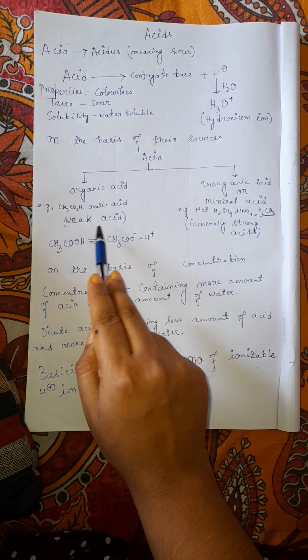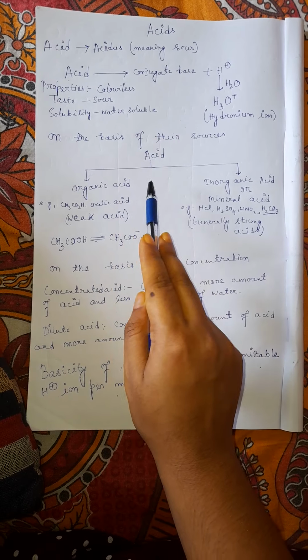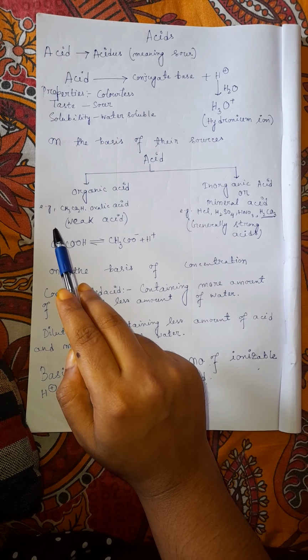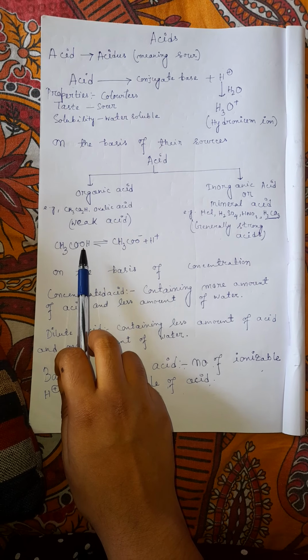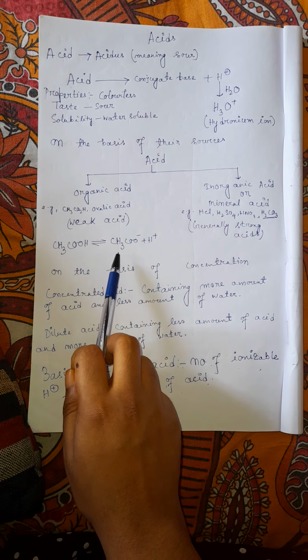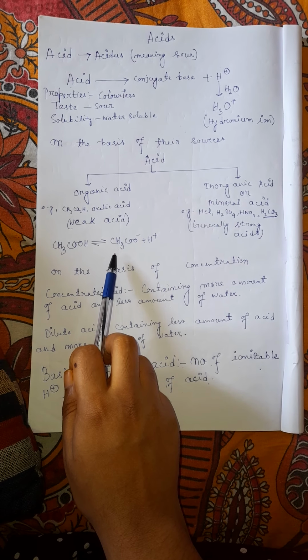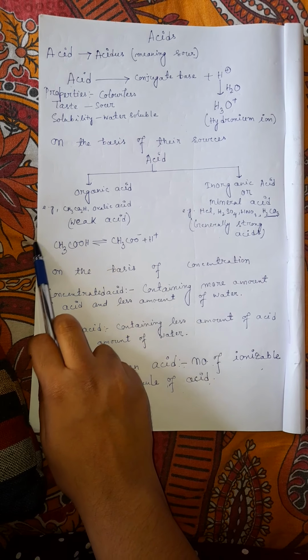Organic acids are mostly weak acids, for example acetic acid and oxalic acid. Why are they weak acids? Because they produce less number of H+ ions. For example, acetic acid, if we take 100 molecules of acetic acid, only 10 or 5 molecules will get dissociated. Most of the molecules remain undissociated.